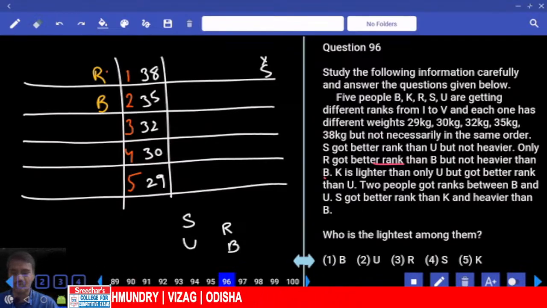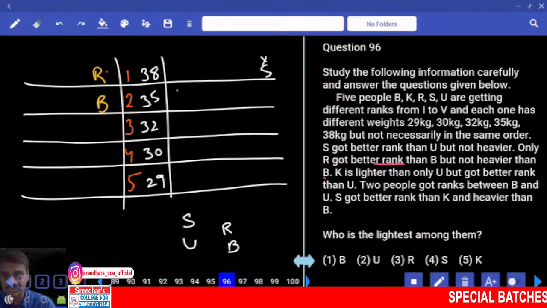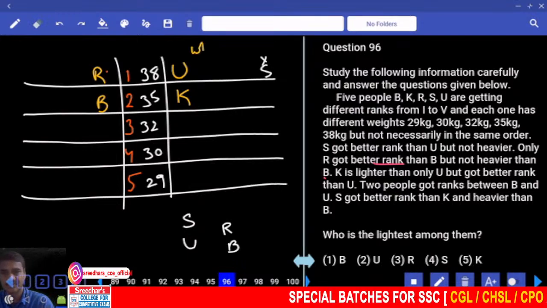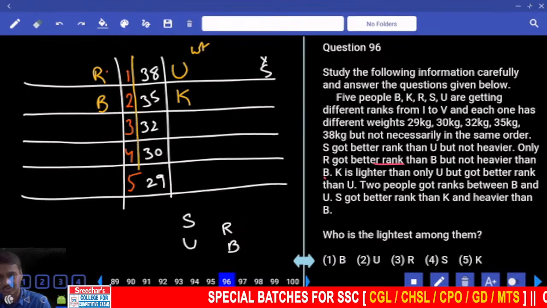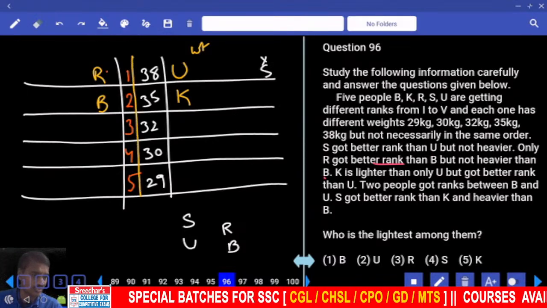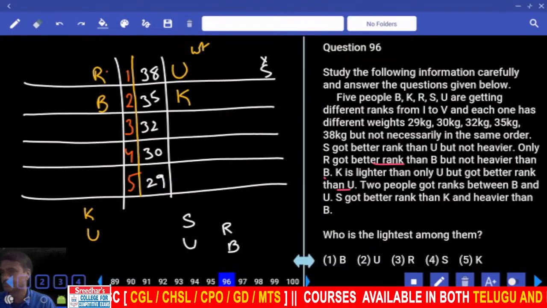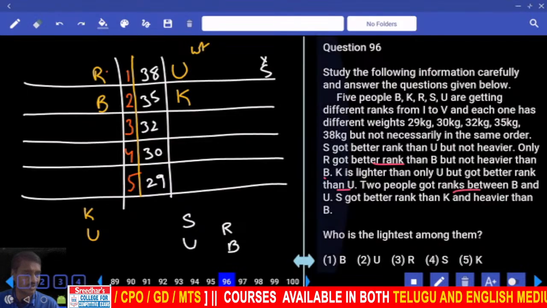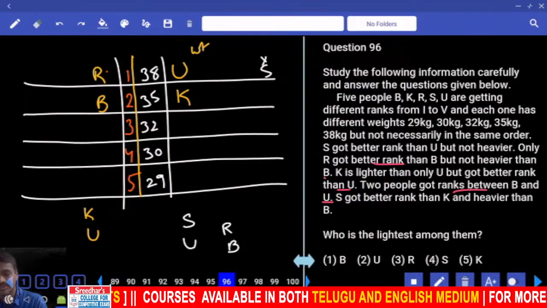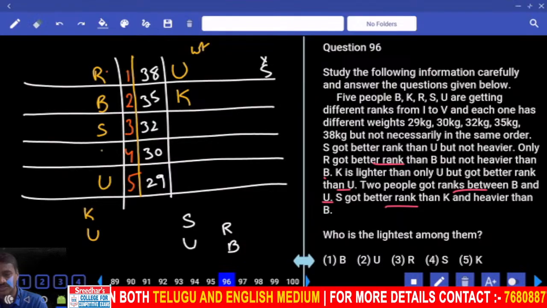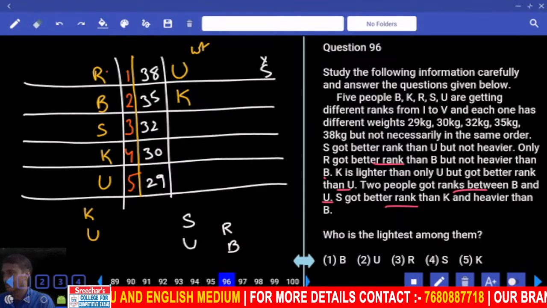And K is lighter than only U. That means where should this K be? K is lighter than only U. Here this is about weights; now this is about ranks. K is lighter than whom? Only U. And K is lighter than only U but got a better rank than U. Then 2 people got better ranks between B and U. Now in between B and U, how many? 2 people. Now K is here. S got a better rank than K. S is here. The ranks are this one.